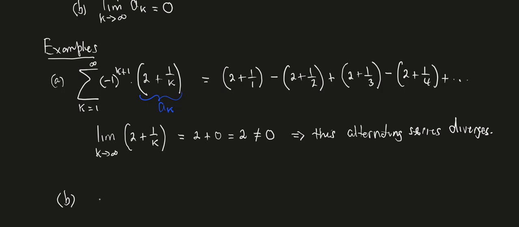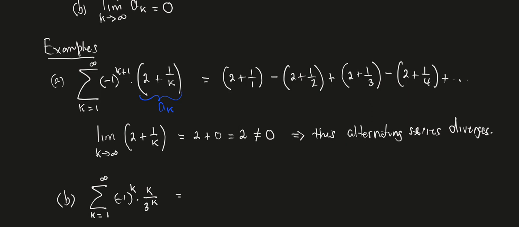Let's take a look at something like the sum as k goes from, let's say, 1 to infinity. And now, just for fun, I'm going to have negative 1 to the k, and then I'm going to have k over 3 to the k. All right. So again, what would these terms look like?